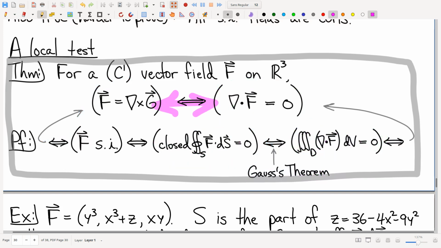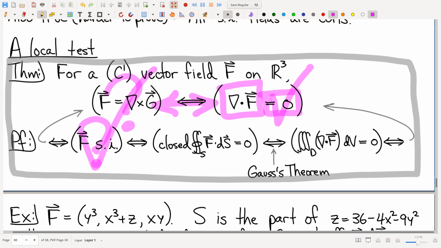And again, my local test is really easy. If you want to know, hey, is my vector field a curl? Is my vector field surface independent? Compute the divergence. See if you get 0. If you do, you're all good, and your vector field is surface independent. So, really nice little argument.